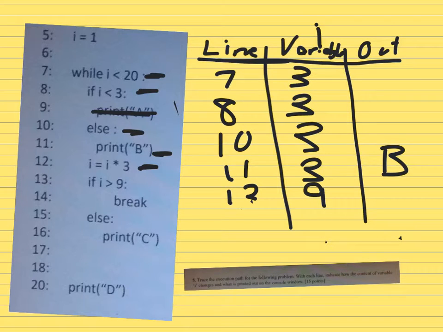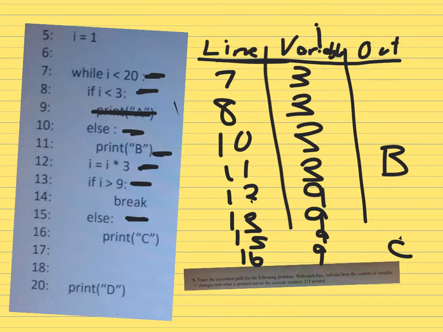Okay, let's go to the next line, number 13. I is equal to 9. So we'll go to number 15. See, 13 is still 9. We'll go to number 15, and then we'll go to number 16. That's still 9, that's still 9, and 16 is print C. Okay, so that's the second iteration right there, knowing that our variable I is still 9.